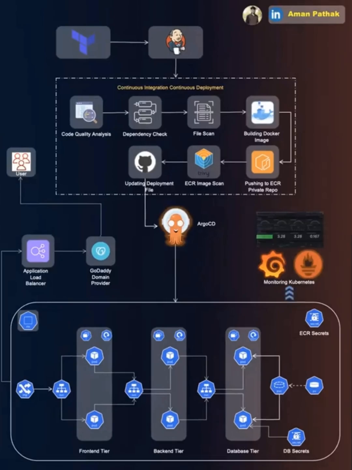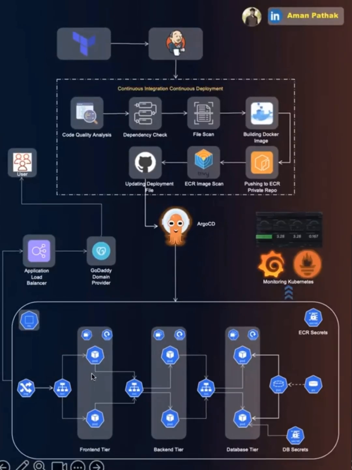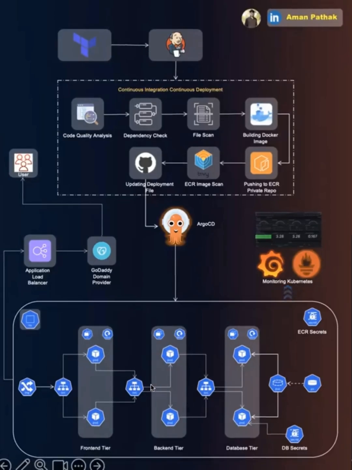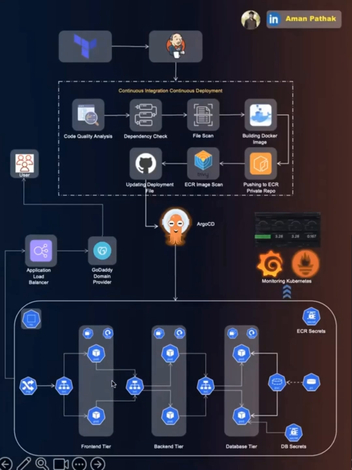Let's understand the Kubernetes manifests that we are using one by one. For the front-end, we have deployments and services. The same thing we have for back-end as well. With the help of the services, we are communicating with other microservices. And the services of database, front-end, and back-end are of ClusterIP type.